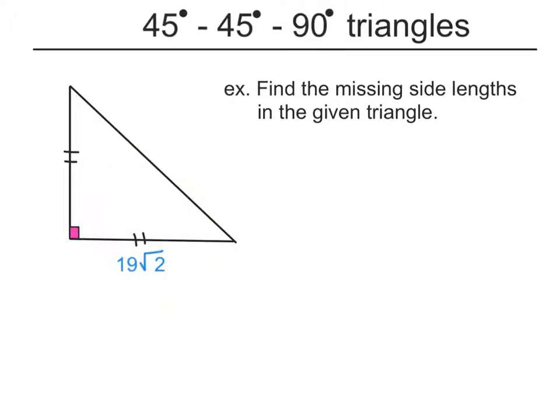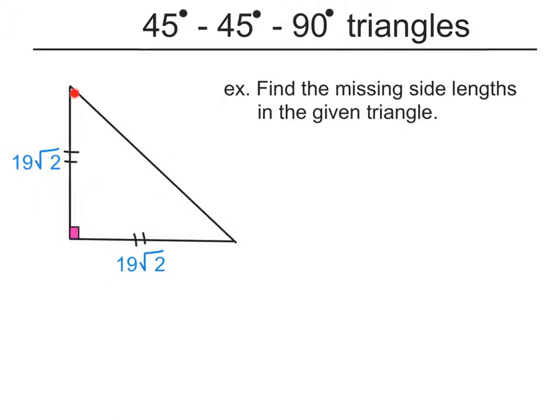All right, ready for a little harder one. So take a look at this picture. What if this side length is 19 root 2? That's a leg. We're used to seeing the root 2 in the hypotenuse. So what do I do now? Well, first, I know that whatever this leg is, this leg must be the same. It is an isosceles triangle. So if this is 19 root 2, this is 19 root 2.